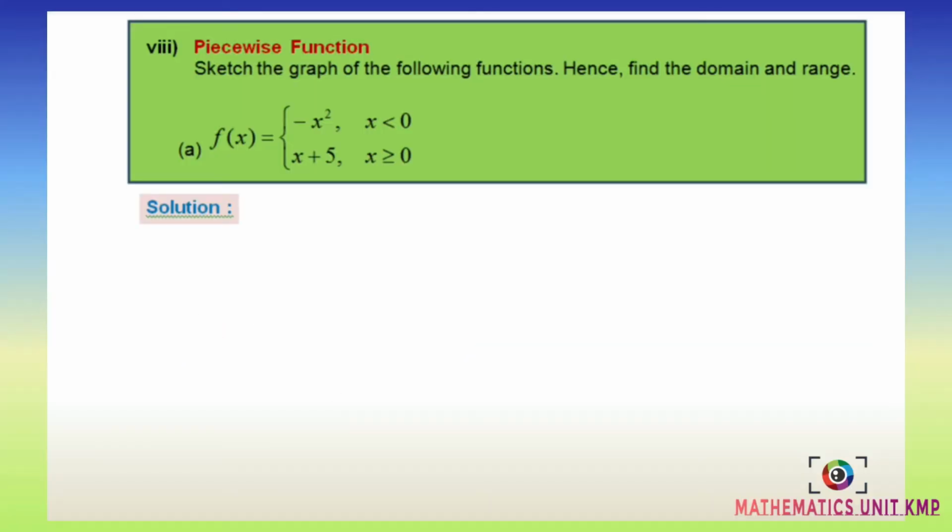For the next function, the piecewise function. A piecewise function is a combination of more than one function. This function is written in the form of a curly bracket, and normally every function has a limit on x. For example A, given f(x) equals negative x squared for x less than 0, and the second is x plus 5 for x greater than or equal to 0. That is a combination of a quadratic and a linear function.